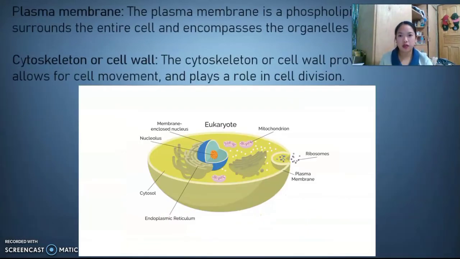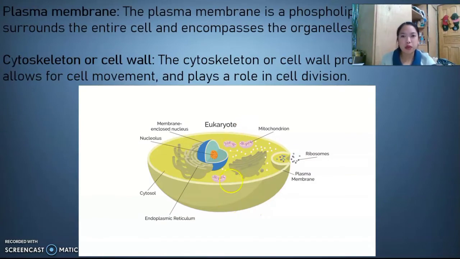Next, the plasma membrane. The plasma membrane is a phospholipid bilayer that surrounds the entire cell and encompasses the organelles within. The cytoskeleton provides structure, allows cell movement, and plays a role in cell division. We see here this one is the plasma membrane, and this one.